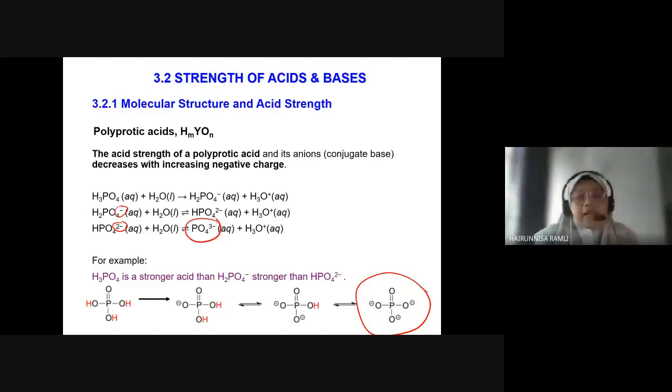So where can you measure the strength of the acid, because there is no more H plus there. Okay, as you compare to H3PO4, you have three hydrogens attached to oxygen. So it can produce 3 H plus from H3PO4, as compared to H2PO4 minus and HPO4 2 minus. Okay, so that's clear here.